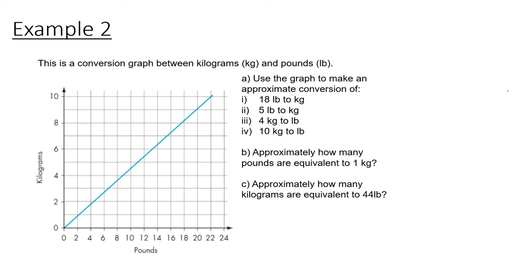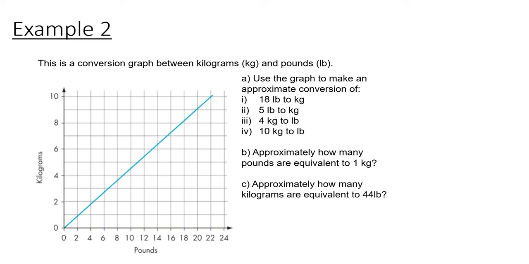Now, let's go through this example. Please make sure that you are copying out as we're going along. So this is a conversion graph between kilograms and pounds. Now, the graph has already been drawn for us. What we're going to have to do is convert them using our graph. So use the graph to make an approximate conversion of 18 pounds to kilograms, 5 pounds to kilograms, 4 kilograms to pounds, and 10 kilograms to pounds.